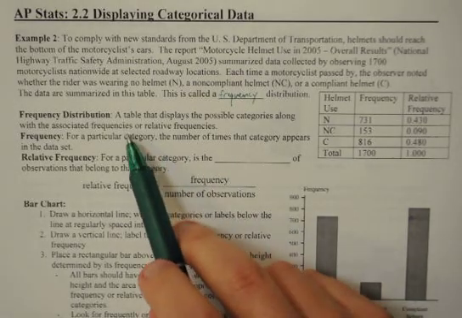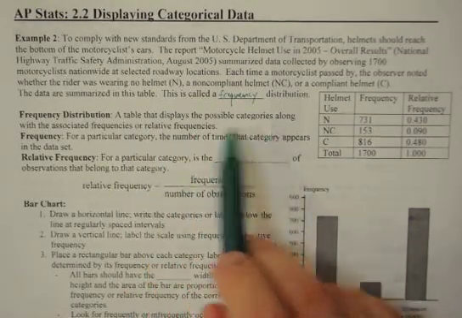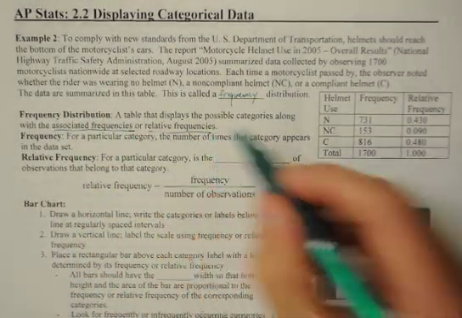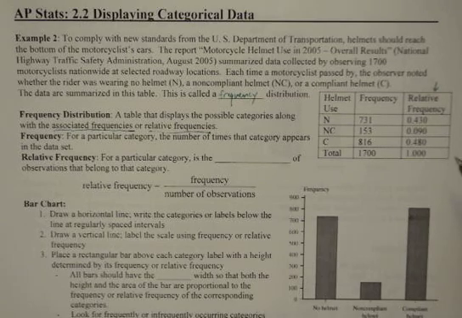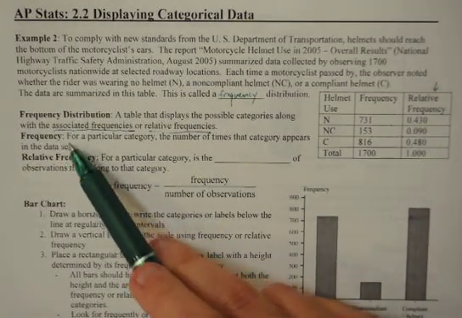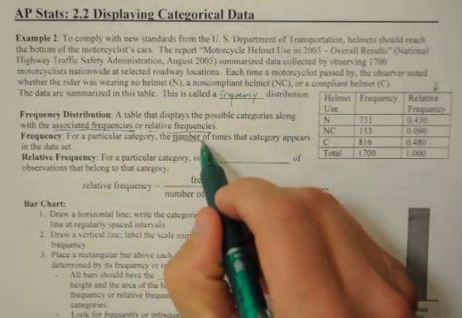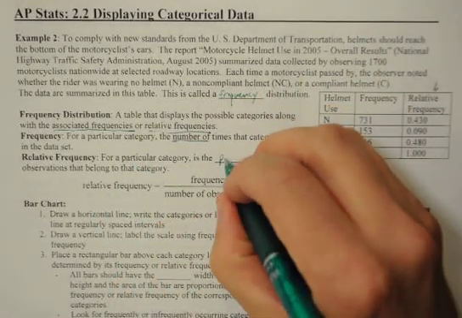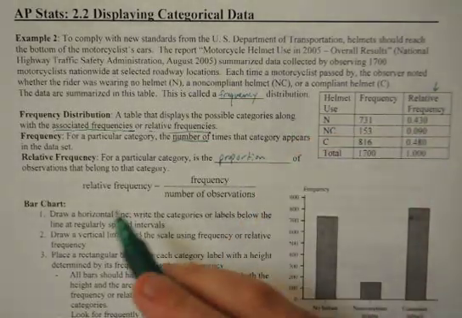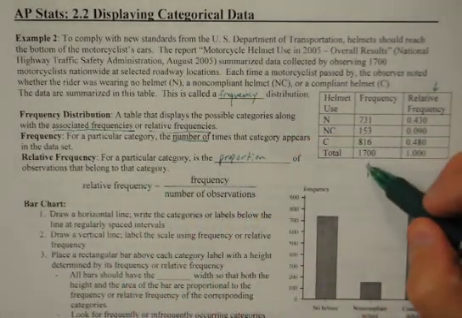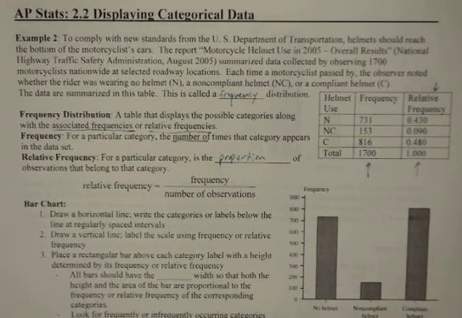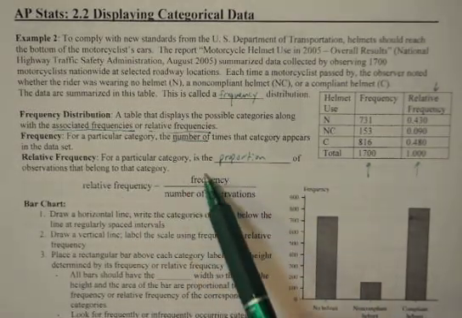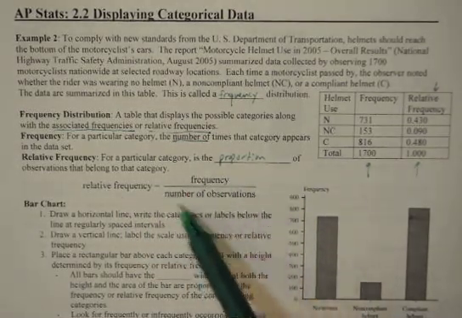Frequency distribution: a table that displays the possible categories along with the associated frequencies or relative frequencies. Relative frequency is like the proportion. Frequency for a particular category is the number of times that a category appears, while the relative frequency is the proportion of observations that belong. So number of times represented, proportion of the time represented. Relative frequency is easily found. You just take the frequency and divide it by the total number of observations.